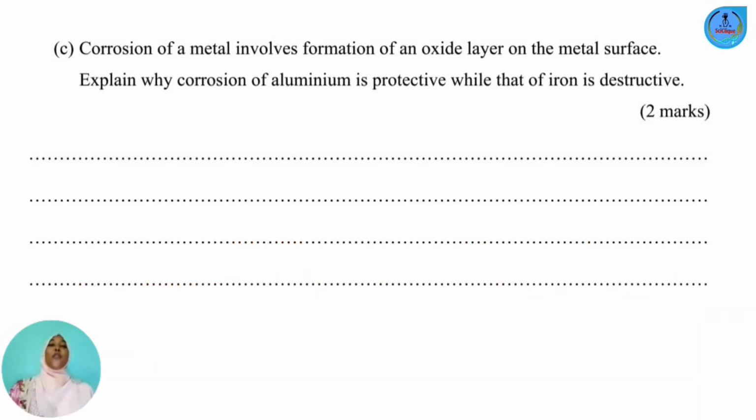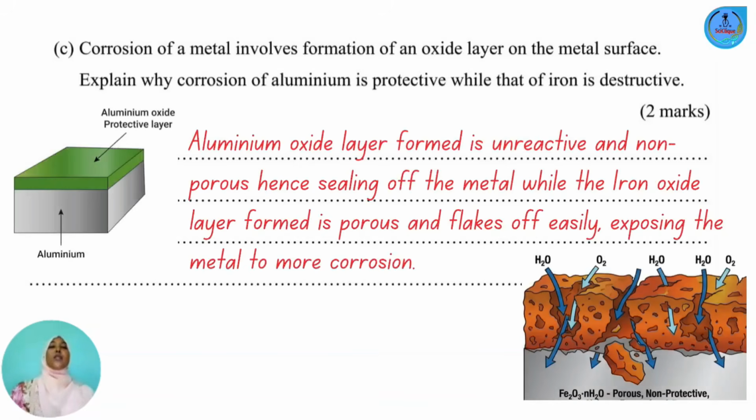Part C: corrosion of a metal involves formation of an oxide layer on the metal surface. When we talk about corrosion, corrosion occurs when a metal reacts with oxygen. When the metal is iron, we refer to it as rusting, but when the metal is any other, we call it corrosion. It involves a metal reacting with oxygen to form an oxide layer on the surface. Explain why corrosion of aluminium is protective while that of iron is destructive. Essentially they're asking, why would corrosion of aluminium be good while that of iron be bad?